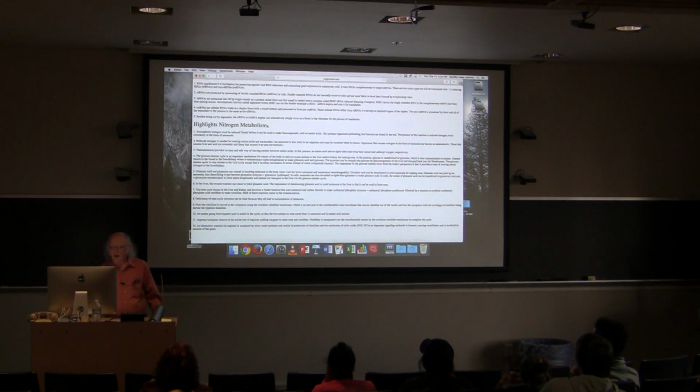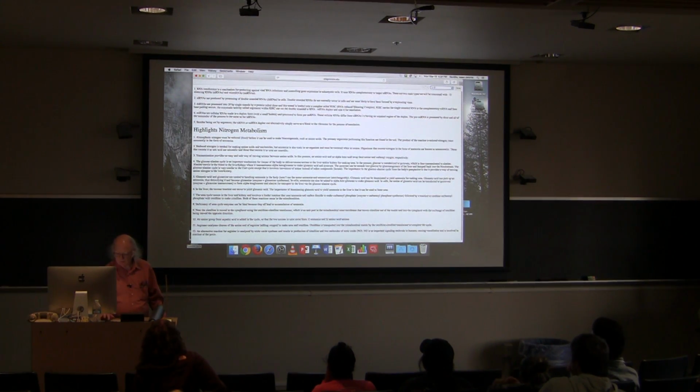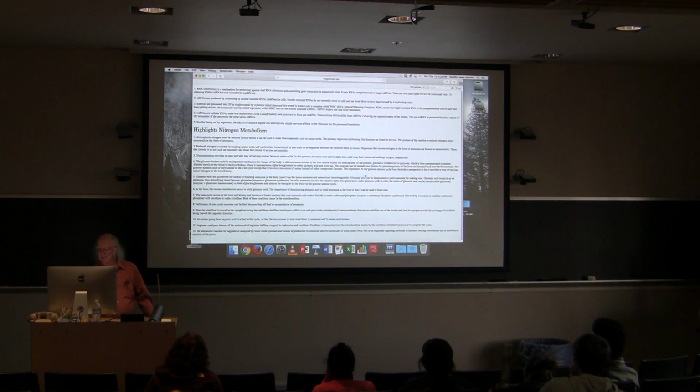Number 5. All right. Glutamic acid and glutamine are central to handling ammonia in the body. Glutamic acid can be deaminated to form ammonia. Glutamic acid can pick up an ammonia, thus detoxifying it, to become glutamine. That's glutamine synthetase. In cells, ammonia can also be added to alpha-ketoglutarate to make glutamic acid. That's correct also, and I'll show you that in a second. In cells, the amine of glutamic acid can be transferred to pyruvate by an enzyme.